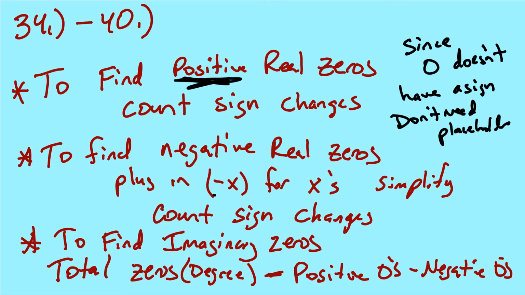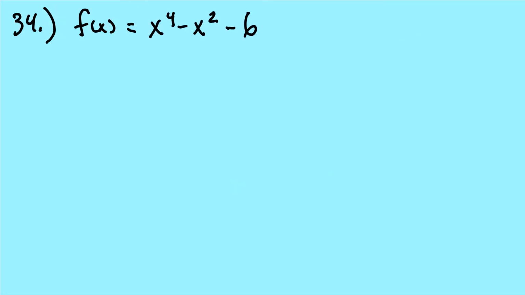Now, to find the negative ones, you plug in negative x for everything. You simplify. And then you count your sign changes again. That gives you the negative ones. Then finally, to find your imaginary zeros, you take your degree, which is the highest exponent, that's the total zeros. You subtract those positive zeros and those negative zeros, and that gives you whatever's left over. So you're just going to have a list on 34 through 40 of how many zeros you have. I don't need you to find the zeros, I'm just telling you to tell me how many there are.